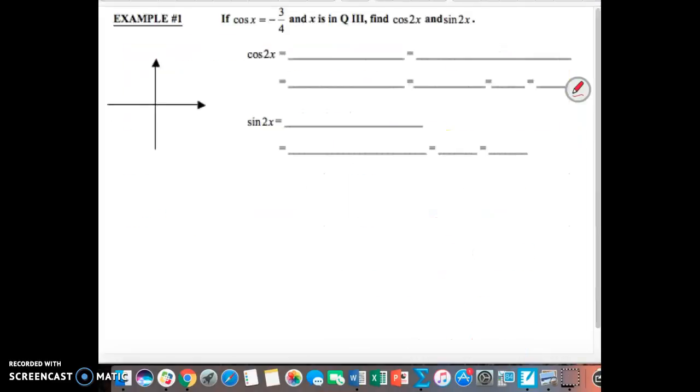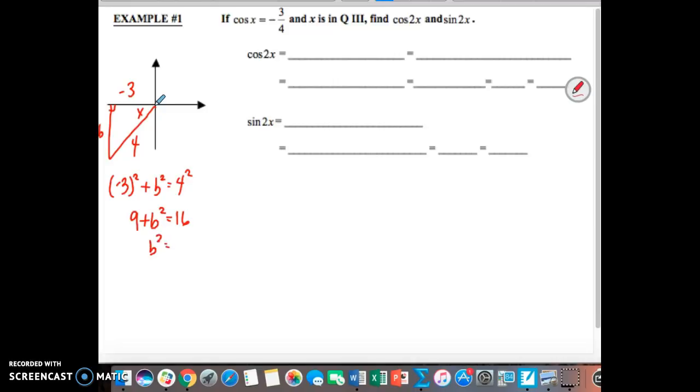For example 1, it says if cosine of x is equal to negative 3/4 and x is in quadrant 3, we're asked to find cosine of 2x and sine of 2x. Let's start out by drawing a picture. We have an angle in quadrant 3. Here's our angle x, and in this right triangle, we know cosine is adjacent over hypotenuse, so we have negative 3 over 4. To find our missing side, we can call that b. We'll take negative 3 quantity squared plus b squared and set that equal to 4 squared. So we have 9 plus b squared equals 16. Subtract the 9, so b squared equals 7. Then b equals the square root of 7.